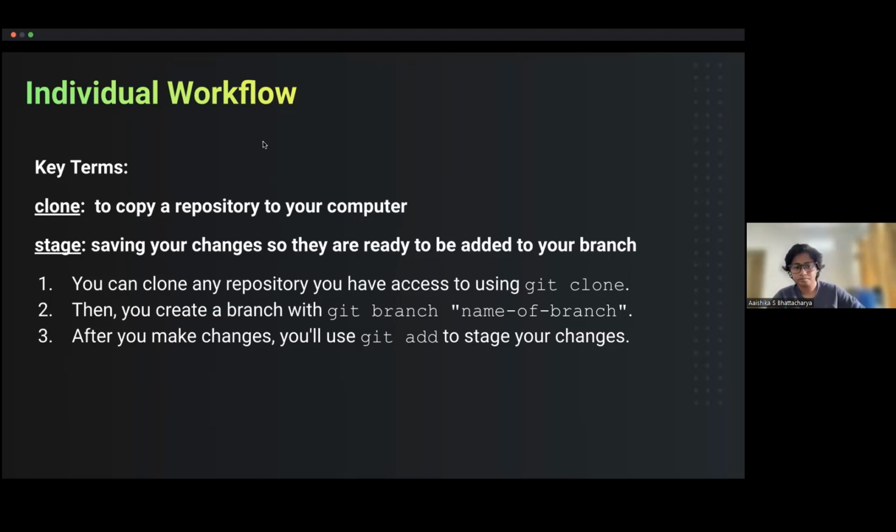And once again, we created a branch previously on GitHub. We used GitHub's interface to create a branch. If we are creating a branch using the CLI, we simply need to go with git followed by branch followed by name of branch in double quotes. So after you make changes, you'll use git add to stage all the changes.